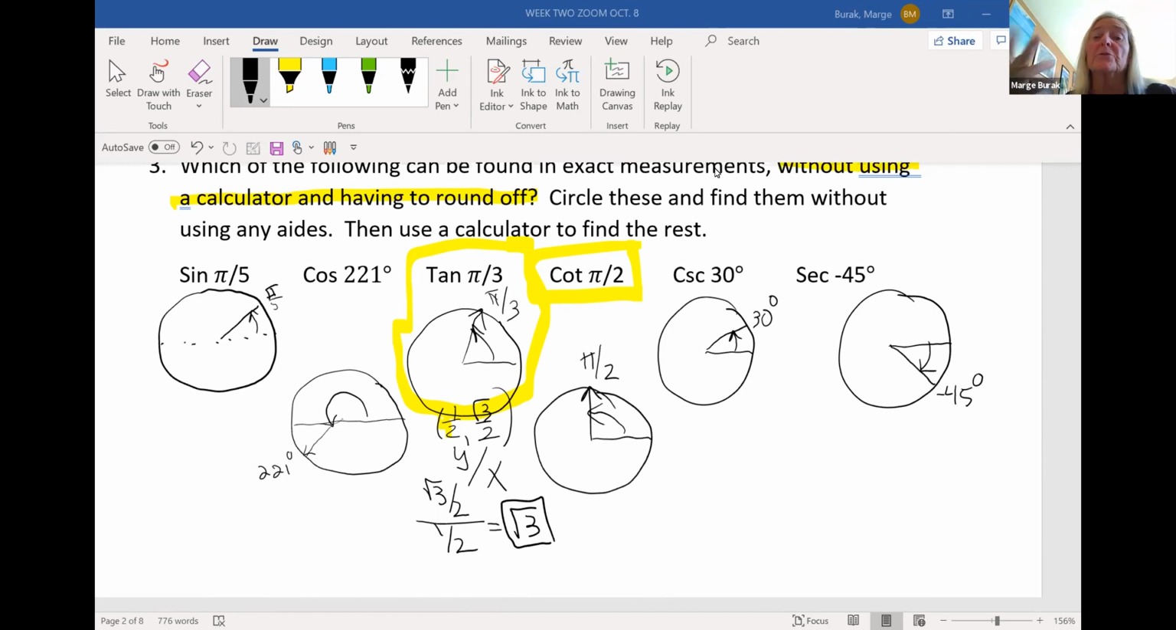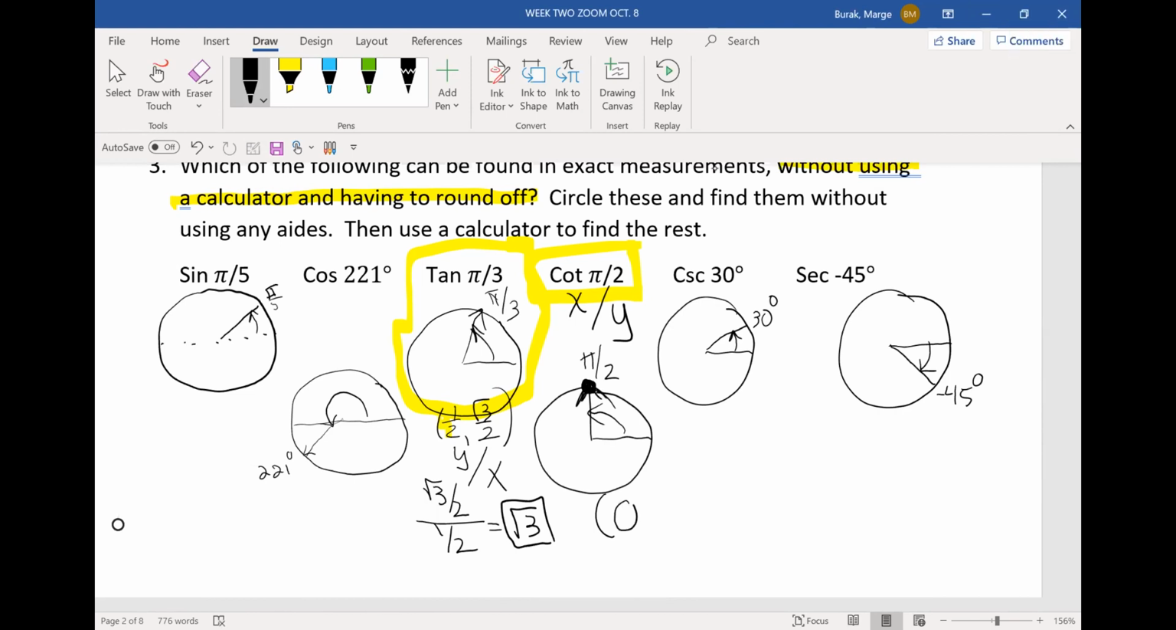Since it's the reciprocal, the tangent and the cotangent, cotangent is going to be x over y, correct? Okay, so what are the coordinates of pi over 2? The point at pi over 2. What are the coordinates of the point on the unit circle at pi over 2? 90 degrees, but I'm sticking with 0 and 1. Okay, so 0 and 1 are the points.